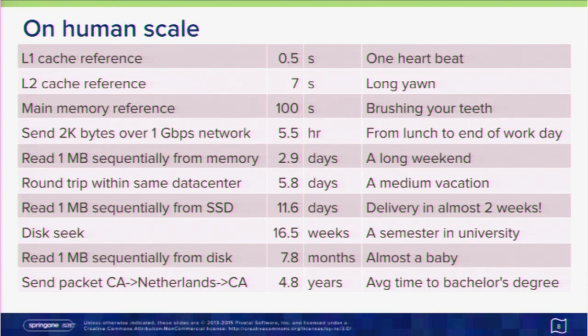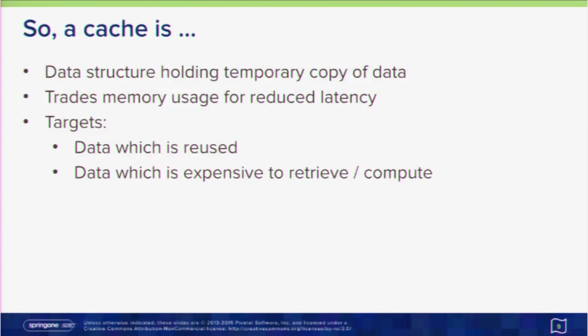We're moving on. So, as we said, cache is a data structure that holds a temporary copy of data. It's trading memory usage to reduce latency. So what we're going to do is take all this RAM we've got and put as much data into it as we can. And rather than going over the network to read from the database, and possibly the database pulling from disk, we're going to satisfy that read by reading from memory.